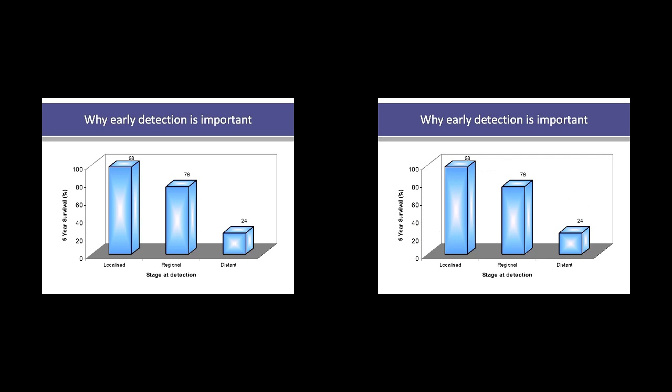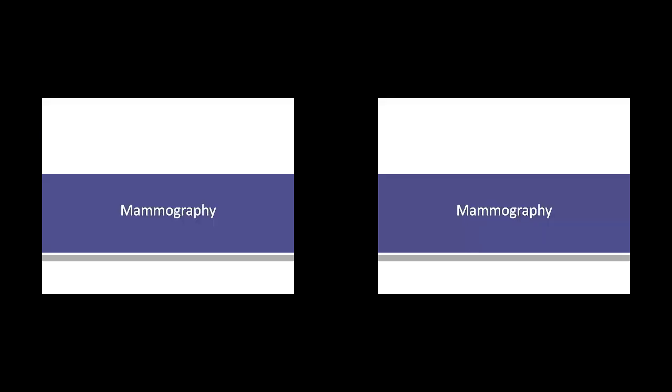If your cancer is localized, so it's still contained within the breast, then you've got a 98% chance of 5-year survival, which is very good. Whereas by the time it's become distant, it's spread to the lymph nodes, it's possibly metastasized throughout the body, sadly, the 5-year survival rate has dropped to only 24%.